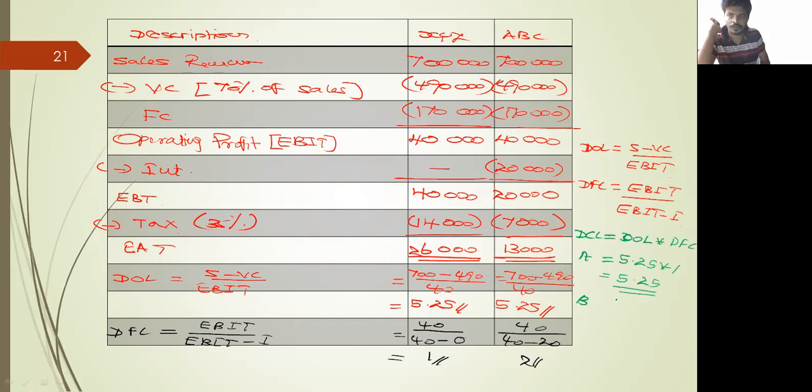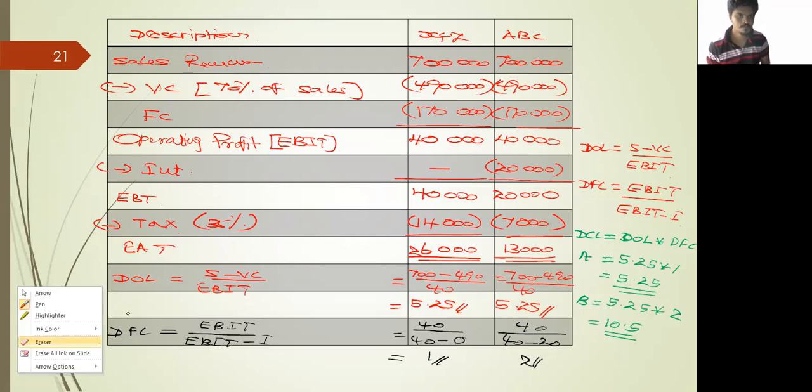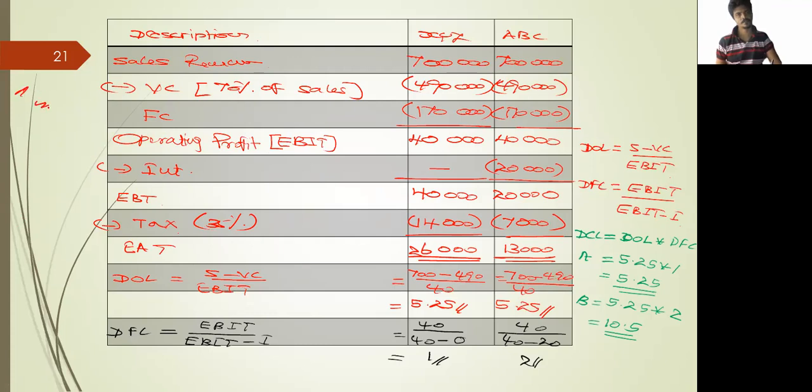Then B, 5.25 into degree of financial leverage 2. That means combined leverage 10.5. Here alternatively, I will write here, if you need, degree of combined leverage can be calculated as sales minus variable cost divided by EBIT minus interest. Try working out those answers.